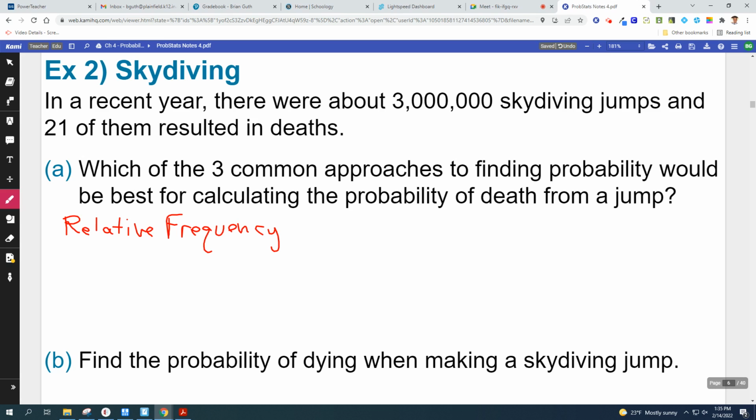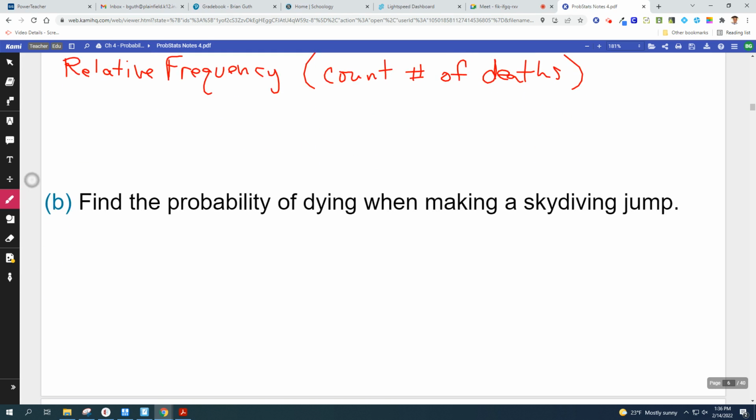And the way you can tell is because there's an experiment. There are 3 million jumps, and somebody's watching those 3 million jumps, and somebody is counting the deaths. That's what relative frequency is. You do some experiment over and over and over again, and you count the number of results, right? That's relative frequency. We can't use the classical approach because dying from a jump and surviving aren't equally likely things. That's kind of important for the classical approach. This is relative frequency.